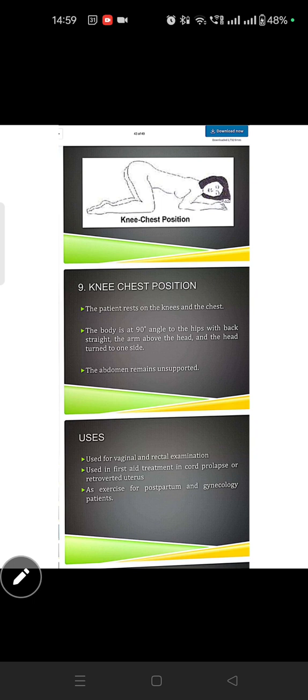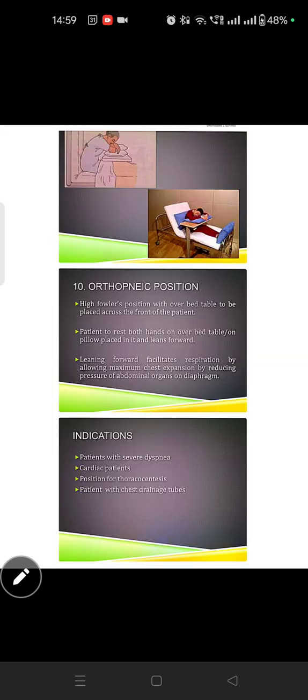Then we go for the knee-chest position. In the knee-chest position, the hips are at 90 degrees, and the head is turned to one side only. We use it for vaginal or rectal examination, cord prolapse, or postpartum exercise. Then the orthopedic position.